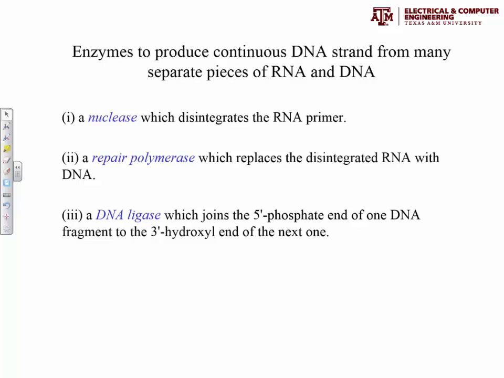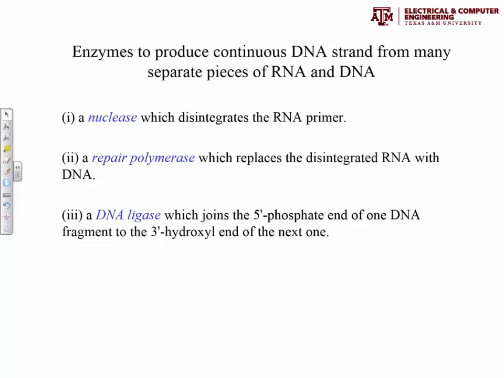So in order to produce a continuous DNA strand from these discontinuous fragments, you need 3 things. You need a nuclease, which disintegrates the RNA primer. Again, nuclease means something that degrades or disintegrates nucleic acids. Then you will need a repair polymerase, which will replace the disintegrated RNA with DNA, because you're trying to replicate DNA, not replicate RNA. And then you also need what is called DNA ligase.